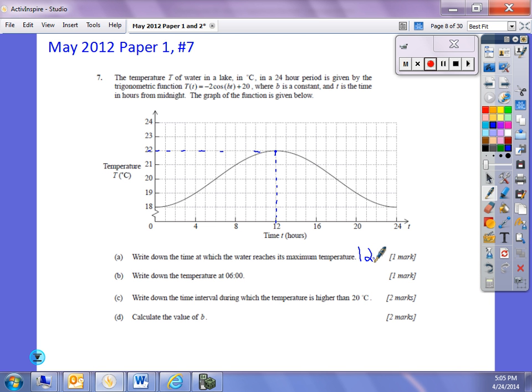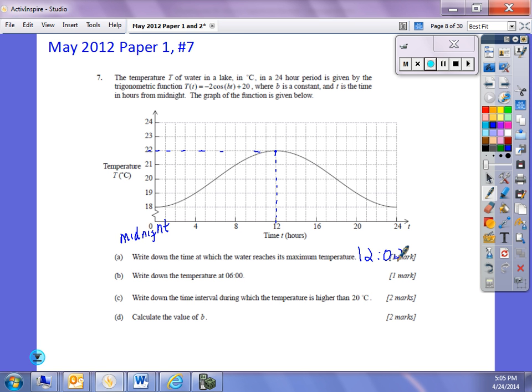The reason we know that that's noon is because, does it say that it's the time after midnight? It's a 24-hour period. It doesn't say time after midnight, but you should assume that 0 is midnight. And this would be 12 o'clock, or you could write 12 o'clock noon. Anything, I think, would be accepted in that situation.